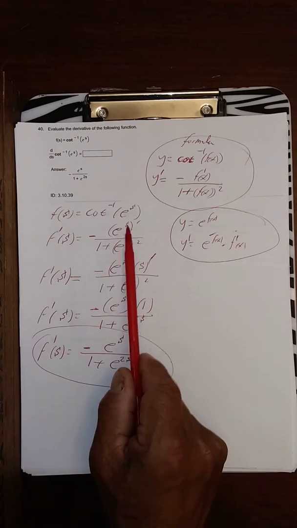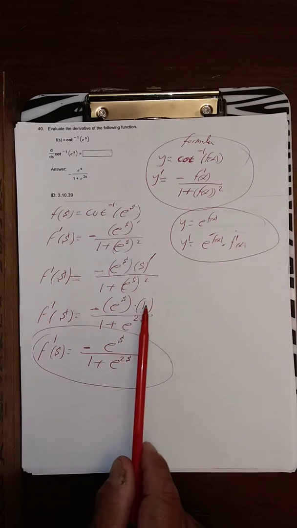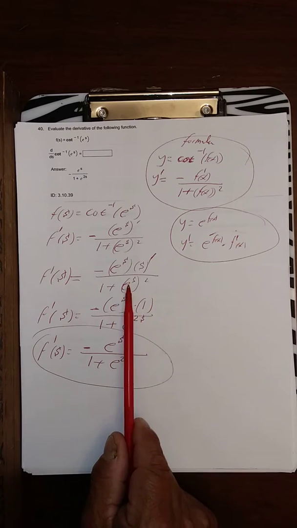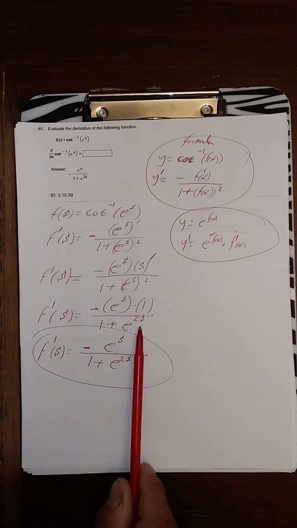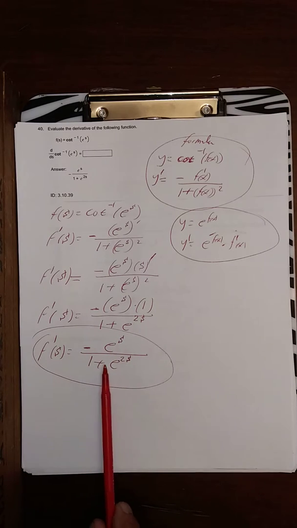So the derivative of e to the s is e to the s times s prime. S prime is 1. 1 times that is the same thing on top. In the bottom part, e to the s to the second means 2 times s is 2s. So negative e to the s over 1 plus e to the 2s is the final answer.